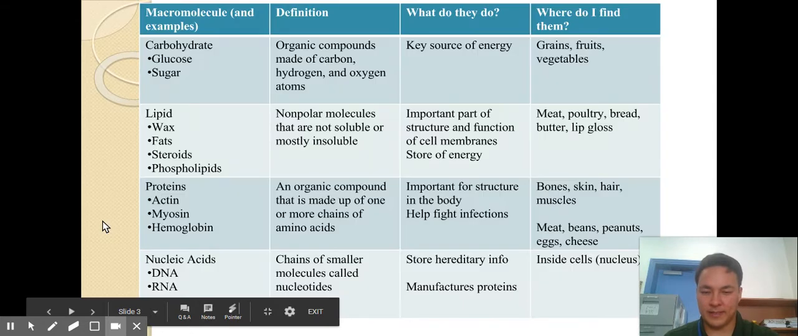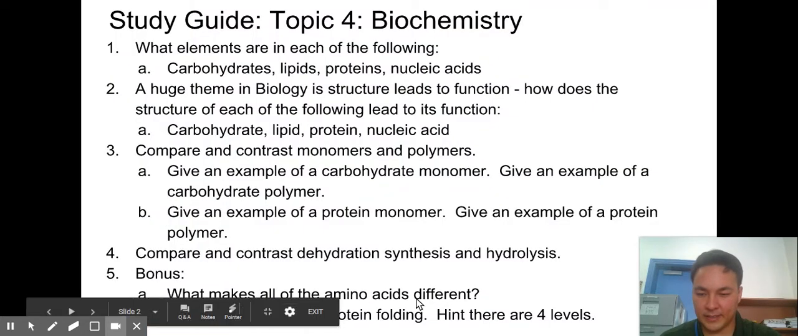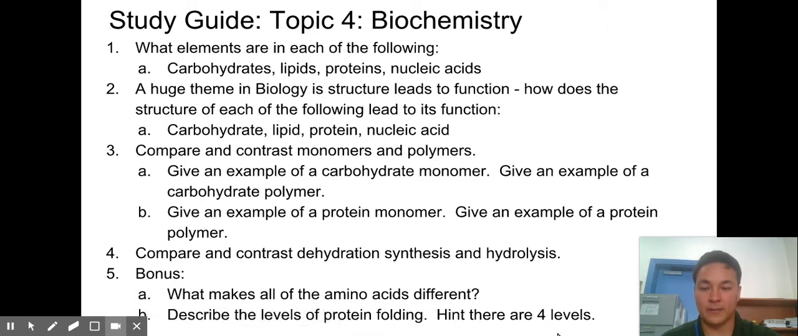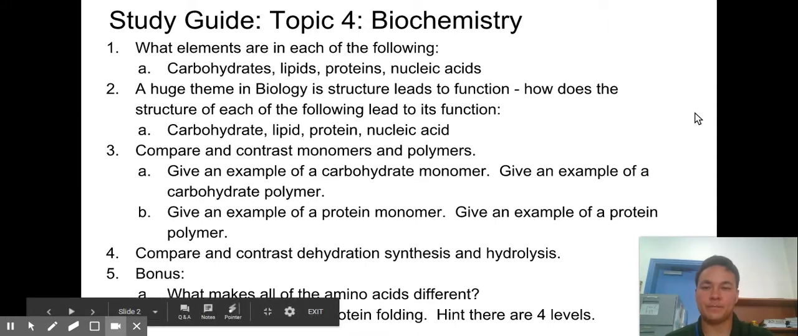And then it seems like my stuff is hiding everything. Here we go. Describe the levels of protein folding. Hint, there are 4 levels. All right, so see if you can get that.